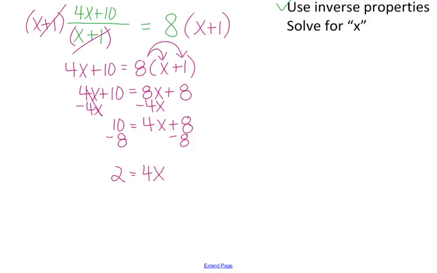2 equals 4x. Divide both sides by 4, we end up with x equals 1/2. Alright, it's okay to have fractions for your solutions. Don't stress about that. Math isn't always pretty.